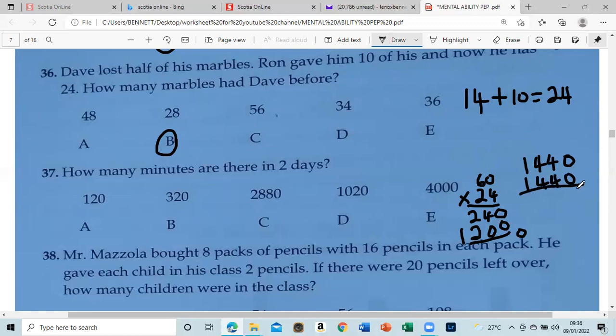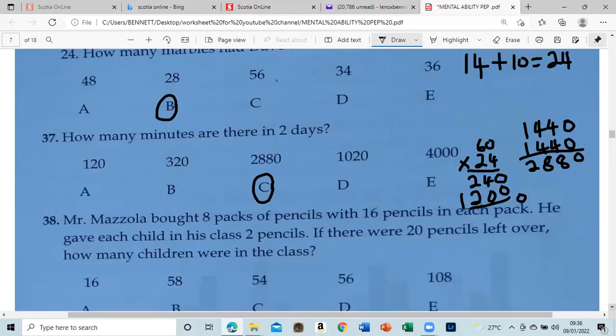So 0, 8, 8, 2. And I don't see that answer. Oh, here we go. I was wondering. All right, so that is how we calculate it.